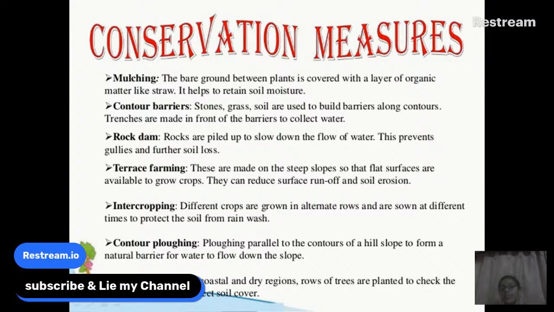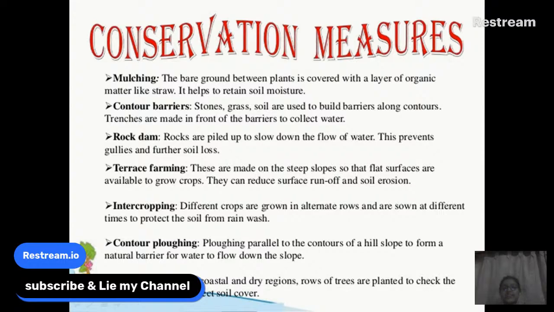Now, what is intercropping? Intercropping is when different crops are grown in alternate rows and are sown at different times to protect the soil from the rain wash.